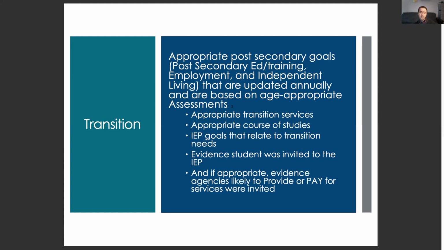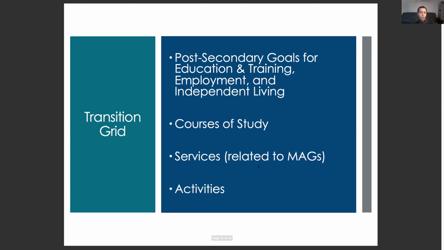Another big point with transition is making sure that agencies that are likely to provide and pay for services are invited. Those agencies need to be part of the IEP process. It's okay if they don't show up to an IEP meeting, but we at least need to make sure that we are inviting them. We also take it a step further in our review with the transition grid. That has the same 3 questions there: education and training, employment, and independent living. We also list our courses of study. We also have services, which are our measurable annual goals in an action statement, and also activities. Those are things that we always need to have represented in the transition grid.